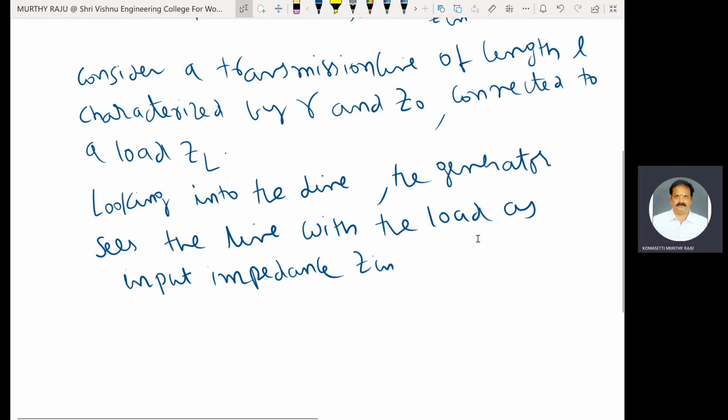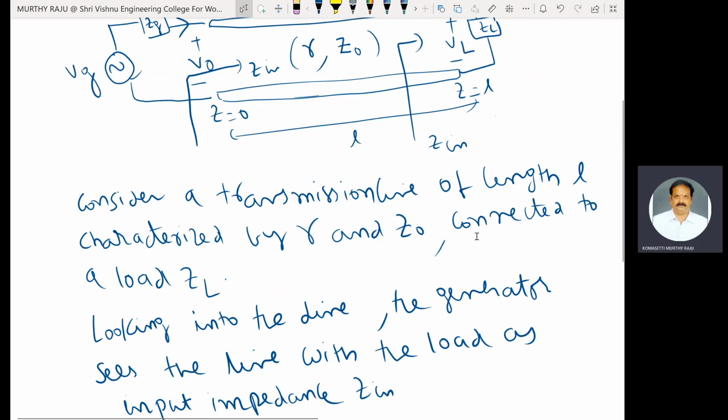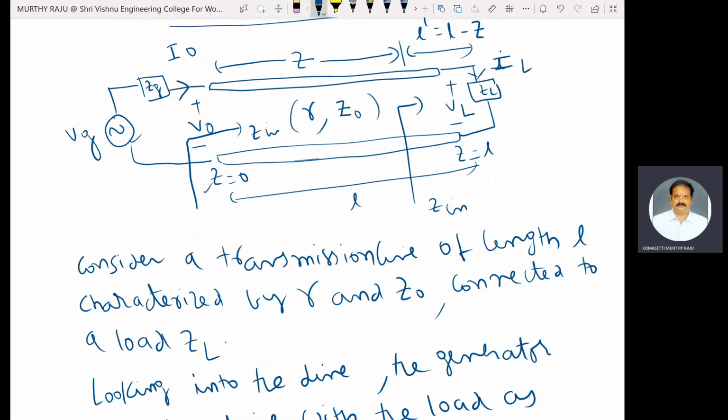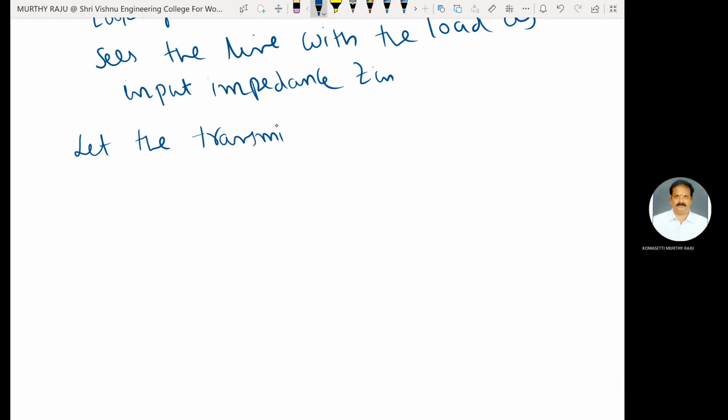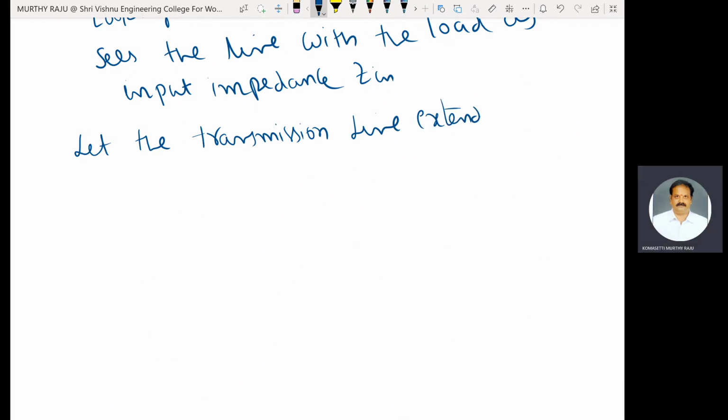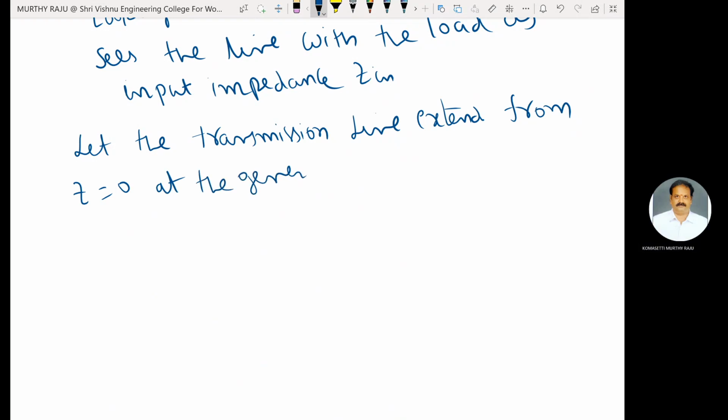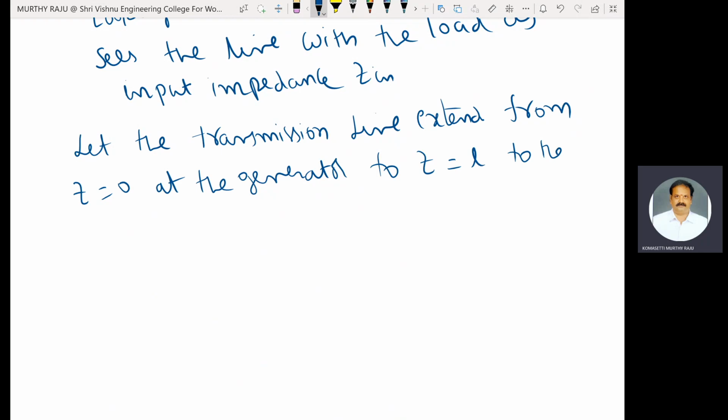Let the transmission line extend from Z is equal to 0 at the generator to Z is equal to L at the load. Z is equal to 0 at the generator side, Z is equal to L at the load side. Here let the transmission line extend from Z is equal to 0 at the generator side to Z is equal to L at the load.